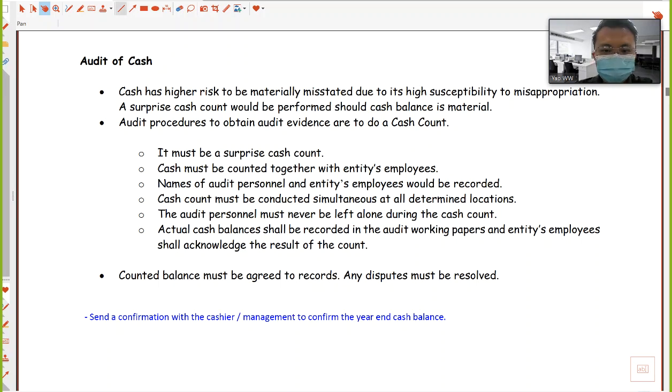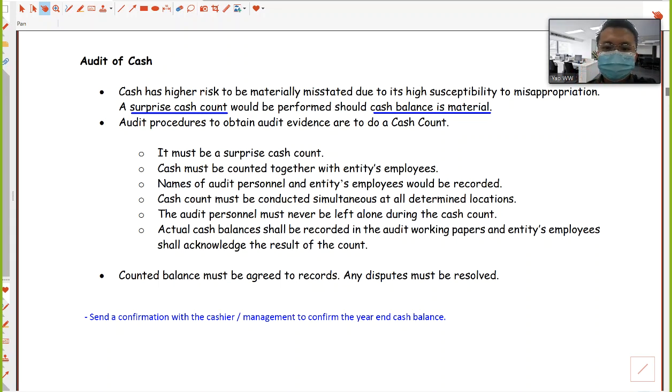But when the cash balance is material, you have to be careful. You have to perform a surprise cash count. One of the reasons for a surprise cash count is because cash is very high risk. People want to steal cash. So it is very unlikely your client will have a lot of cash transactions. They will keep all the transactions through the bank. They won't go through the cash basis unless their nature of business requires them to deal with cash.